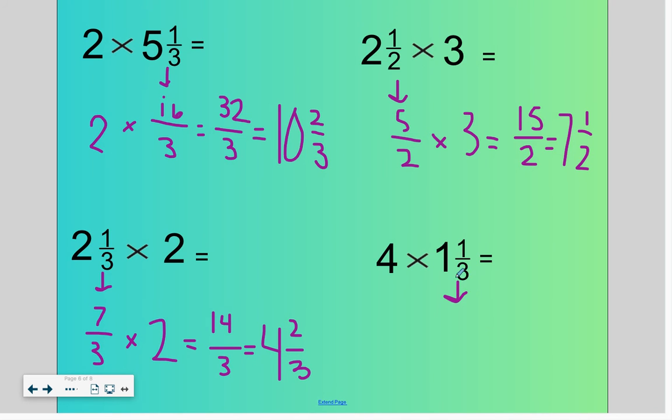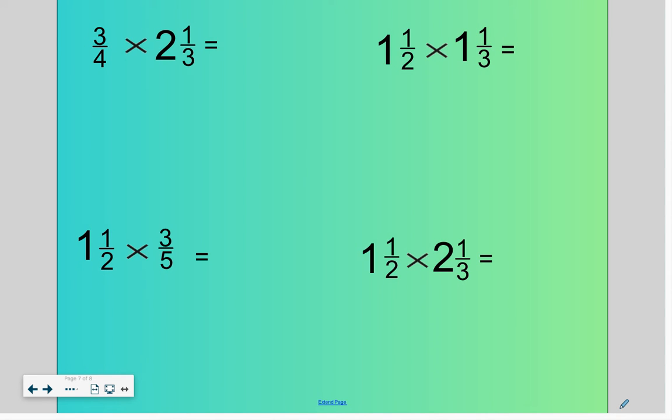So notice for each problem, first I'm drawing my arrow by my mixed number. That just reminds me that I need to convert that into an improper fraction first. Then I multiply, and then I do my division.